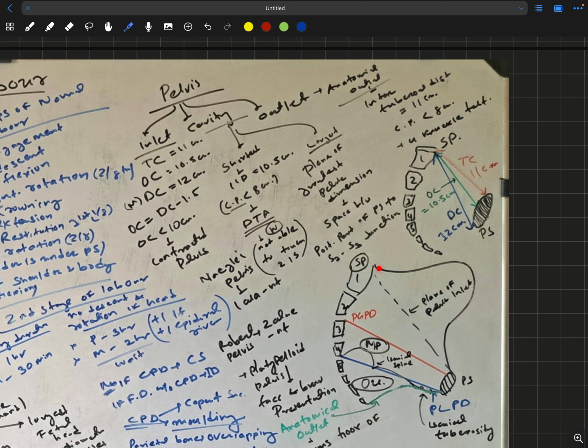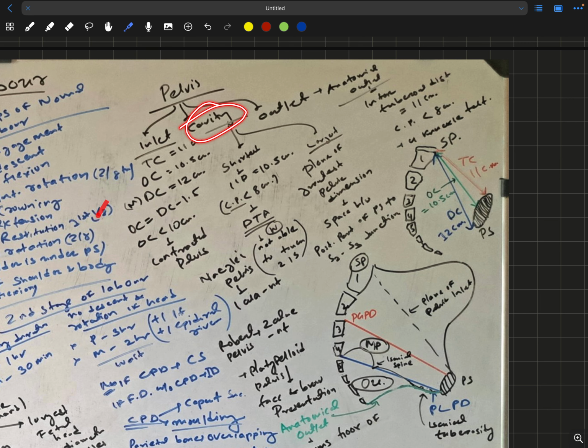Suppose the diagonal conjugate is 12 centimeter. The obstetric conjugate is 12 minus 1.5, that is 10.5 centimeter. Suppose in a patient we get a diagonal conjugate of 13 centimeter. The obstetric conjugate is 13 minus 1.5, that is 11.5 centimeter. Suppose we get a diagonal conjugate of 9 centimeter. The obstetric conjugate is 9 minus 1.5, that is 7.5 centimeter, which is obviously less than 10 centimeter. That means it is a contracted pelvis. So whether the pelvis is contracted or not, we can know using the diagonal conjugate, which we can measure clinically.